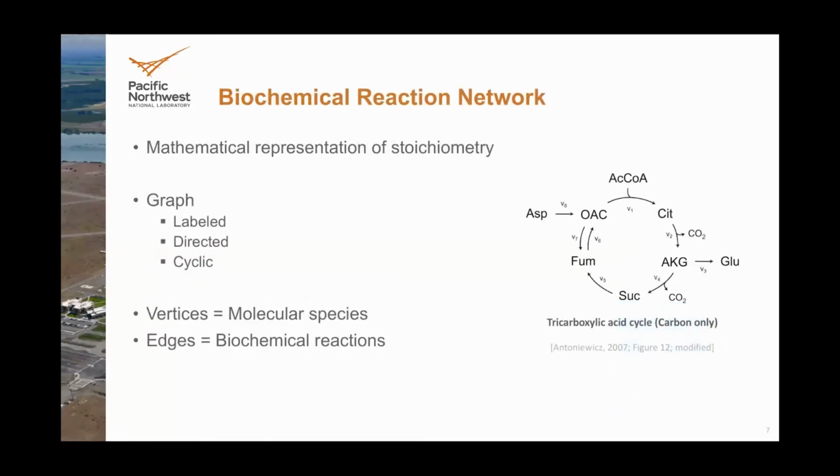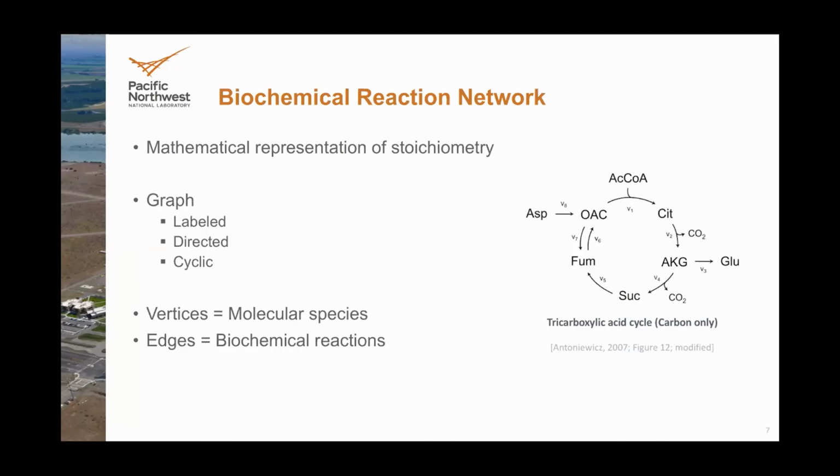So how are we going to do that? We're going to model the biochemical reaction network. Here is an example of the reaction network for the TCA cycle. And I've taken this from Antonowicz's paper, and you'll find all the references at the end of the slide deck. And yes, we will be posting the slides as soon as possible.